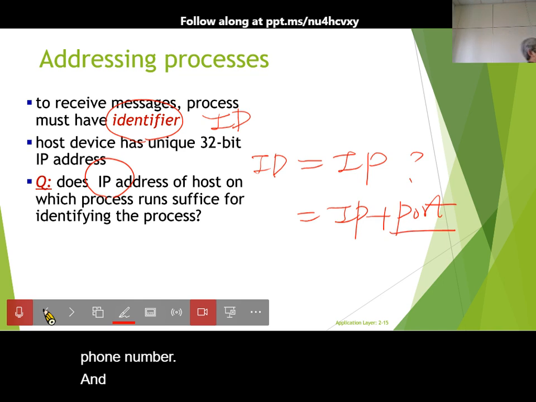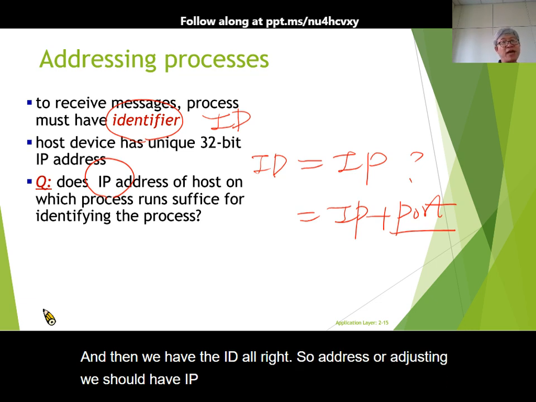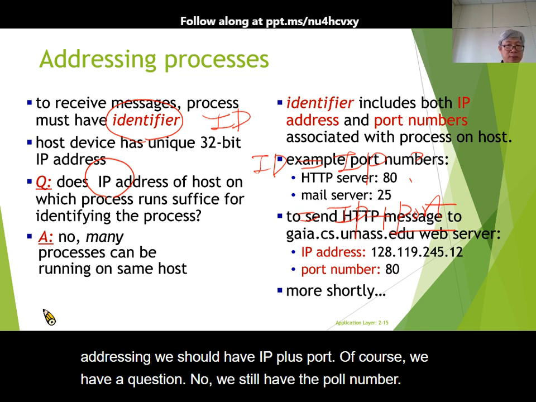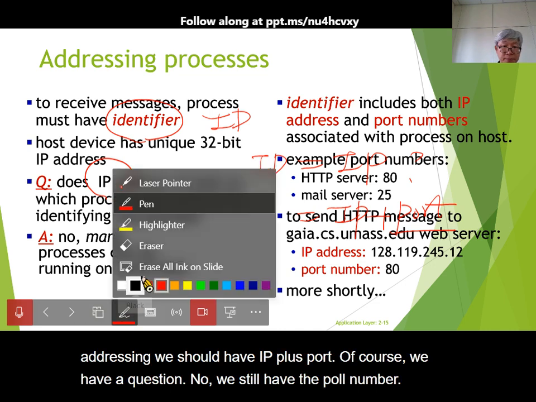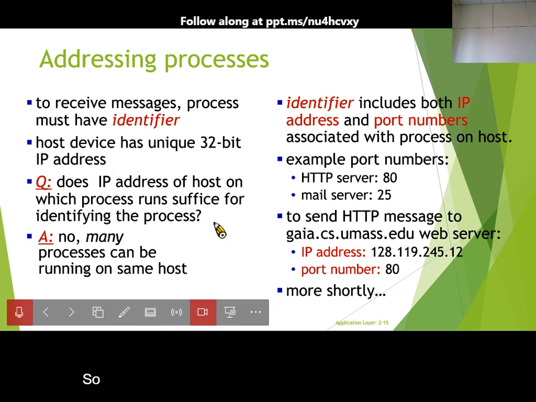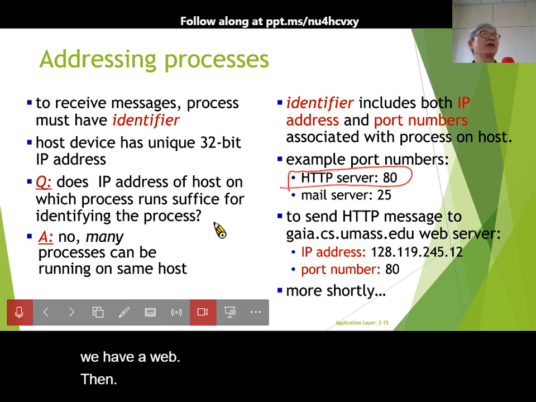And then we have the ID. All right, so for addressing, we should have IP plus port. Of course, we have a question. No, we still have the port number. So we should have IP and port number. And first of all, if we have a web HTTP server, it should have a port number of 80.